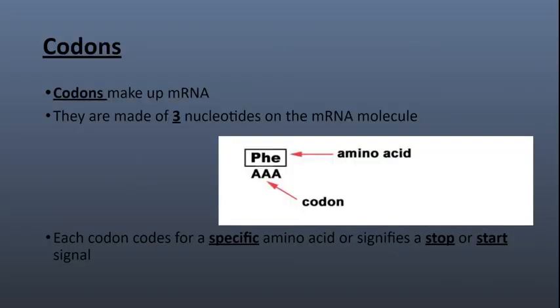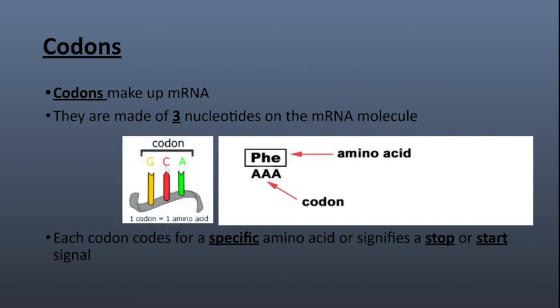Let's talk about codons real quick before we get into translation. Now, a codon makes up mRNA. So they are made of 3 nucleotides on the mRNA molecule. Each codon codes for a specific amino acid, and it also can be a stop or start signal, which I'll be able to explain better when we have a molecule to look at. So our codon is going to be made up of our base pairs, and it's going to code for our amino acid, and that's how we build the protein.